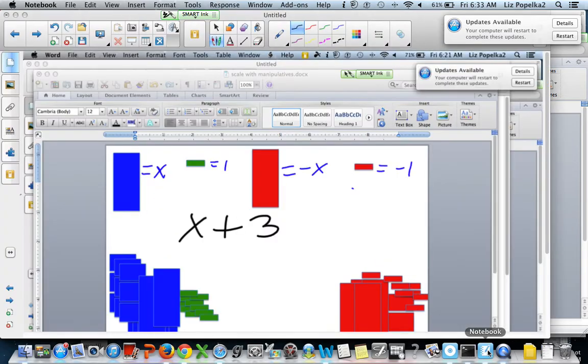Let's take a look at another example. You guys pause the video in just a moment. Try to make your own model of x minus 3. Then check yourself with my work in just a moment. So pause now. Try to make the model of x minus 3.